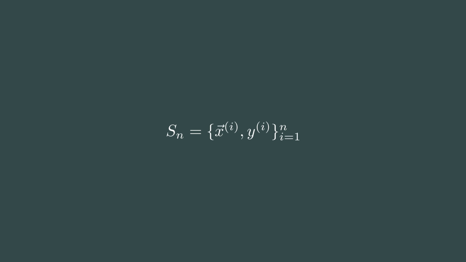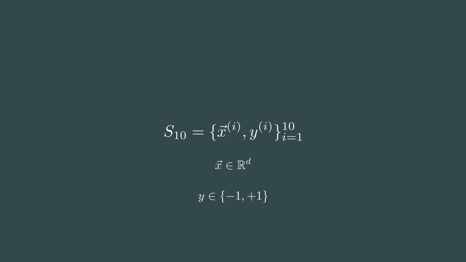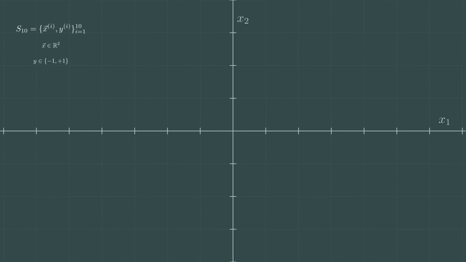We can then accumulate all of this data into a fine notation denoting the set of samples we have. We can then define our domains for x and y. We can set n equal to 10, so we have 10 samples, and the dimensionality d equal to 2. So we can plot our 10 samples on a 2D plane. This is because all of our x feature vectors have only 2 features in them. So our axes are x sub 1 and x sub 2.